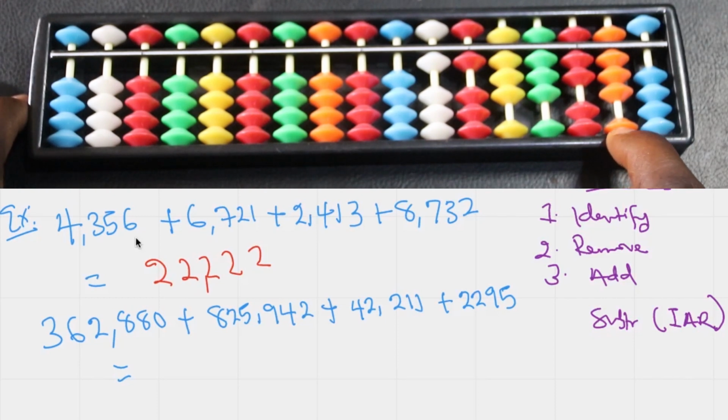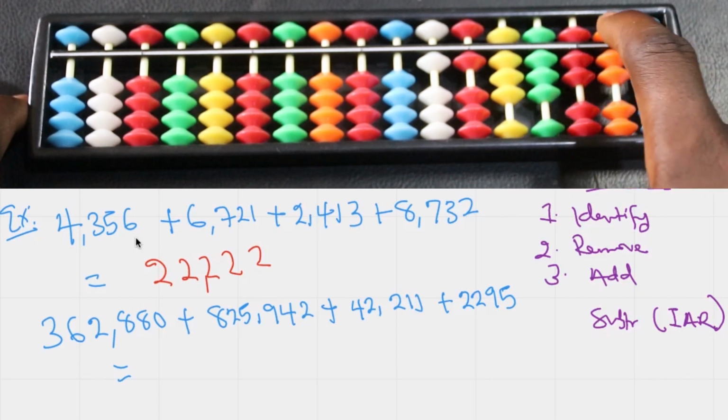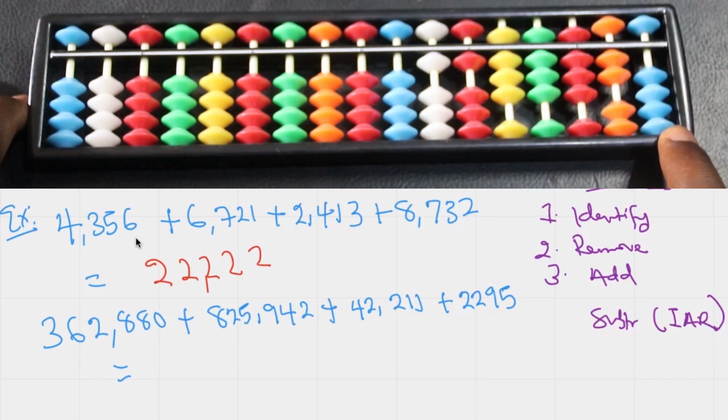Here I want to add 4. I don't have 4. What's the 10 component of 4? 6. Remove 6. Add 10. Here I want to add 2. I have 2. Good. Beautiful.